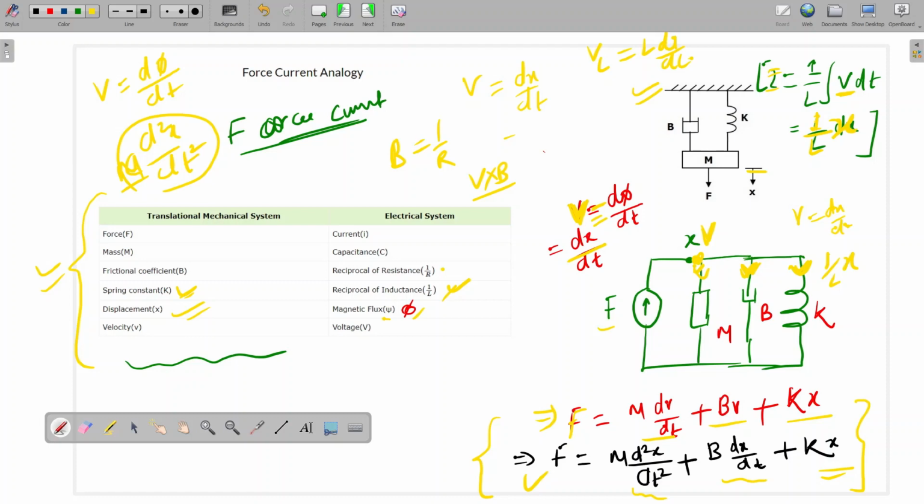Then we can apply KCL. So this thing we have to remember. For mass, it will be d square x by dt square. How it is coming, I have already explained. For B, it will come as dx by dt, and for K, it will come as x. So what is the method? First, we will select the node as a displacement.